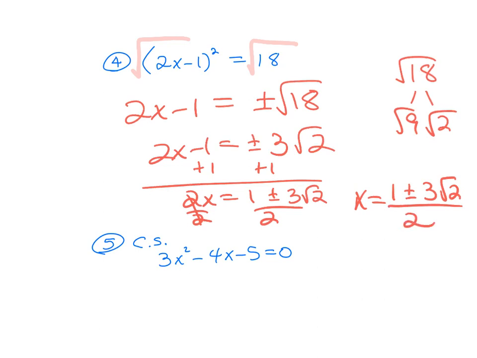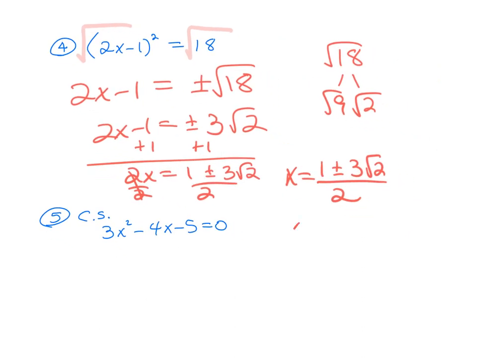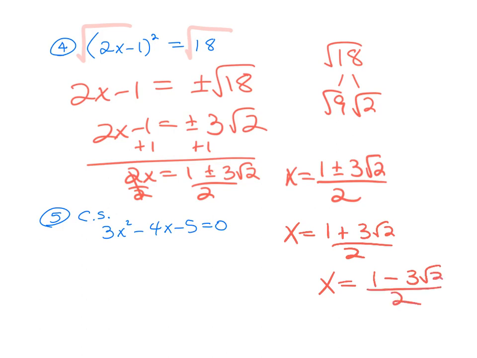I have two solutions. If you want to pull them apart and write them as x equals 1 plus 3 square root 2 over 2, and the other one as 1 minus 3 square root 2 over 2, you can do that also. But I'm okay with you leaving them just like that because it has a radical there.